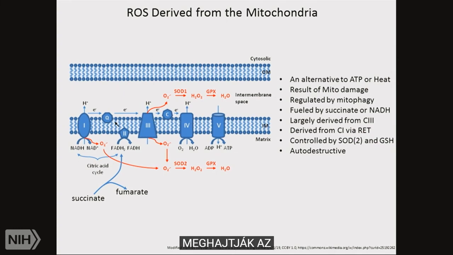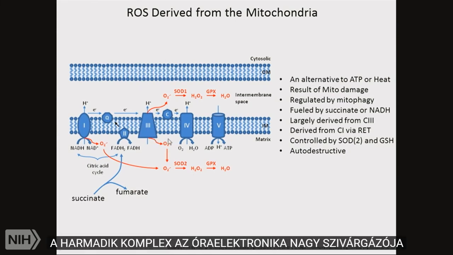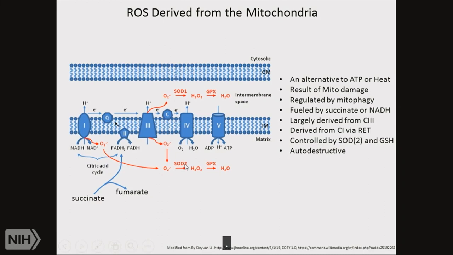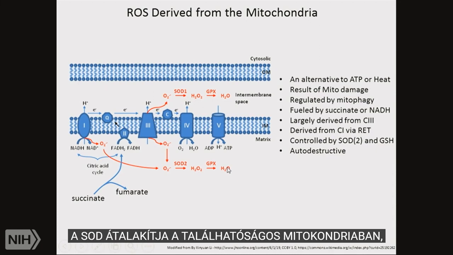So what's going to happen is that some of these electrons are essentially going to leak out of these complexes. Complex 3 is a big leaker of electrons. It'll generate superoxide. Again, these will be converted by SOD in the mitochondria to produce hydrogen peroxide and some of the same chemistry I just showed you.